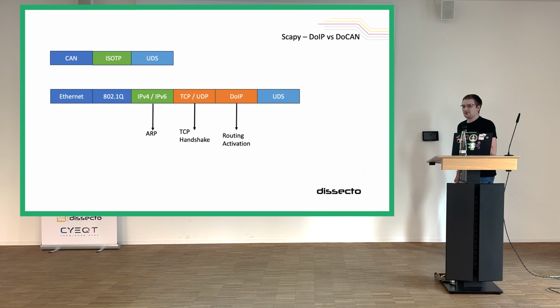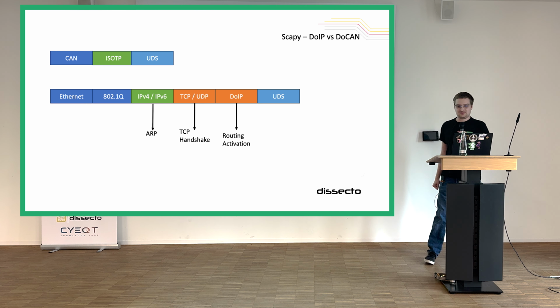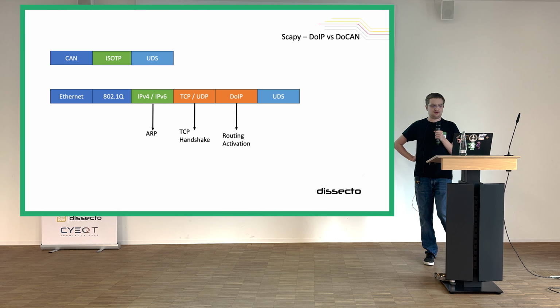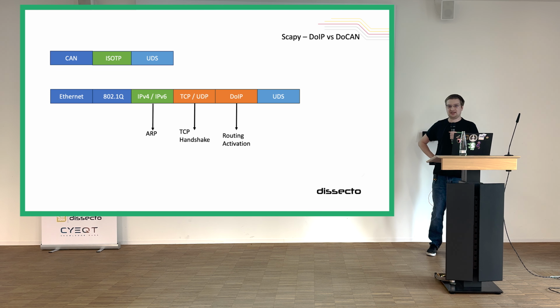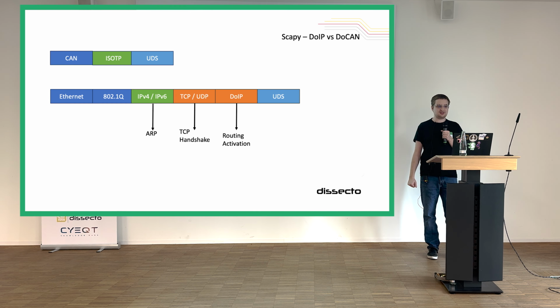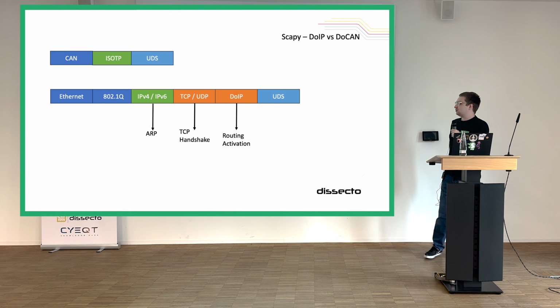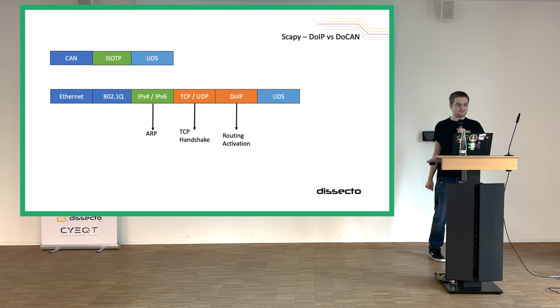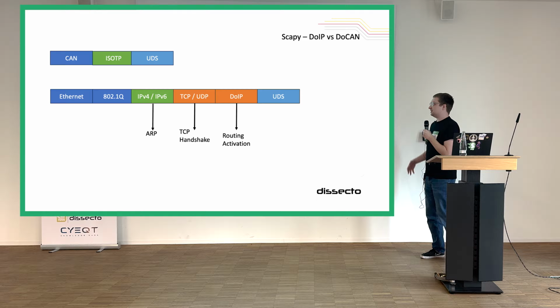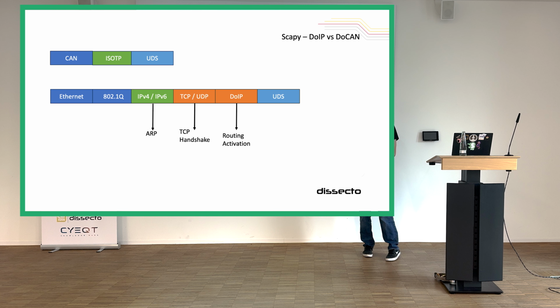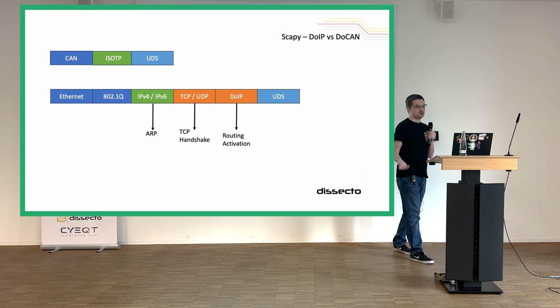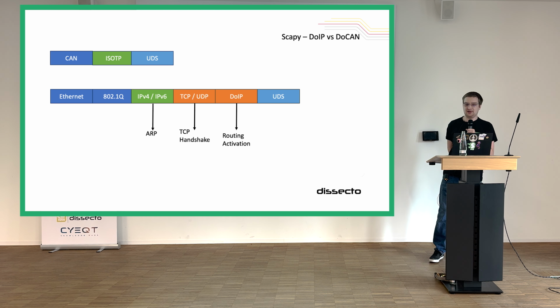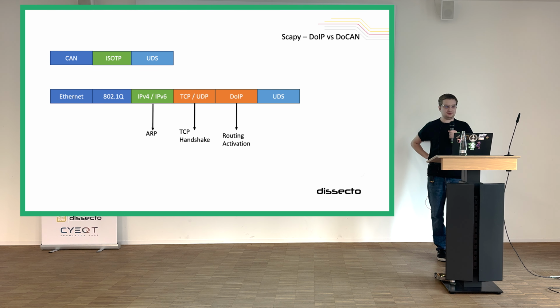Next up, let's go to the evolution of the higher level protocols, especially in that case diagnostics, UDS versus diagnostics over IP. On the top, we see the legacy version of sending a UDS package. It's just CAN or CAN FD, doesn't really matter, then the ISOTP layer and then UDS. So we just send a message and then we go back and receive the answer of the ECU.